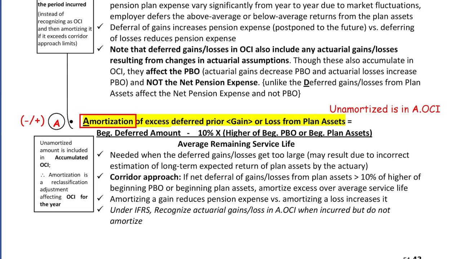Now, we've seen the calculation of these amortization of excess deferred gains or losses. That's by the corridor approach. So, you take the beginning deferred amount and you subtract 10% of the higher of beginning PBO or beginning plan assets. So, if the beginning deferred amount is more than the 10% of the higher of beginning PBO or beginning plan assets, then you amortize it over the average remaining service life. This one is called the corridor approach.